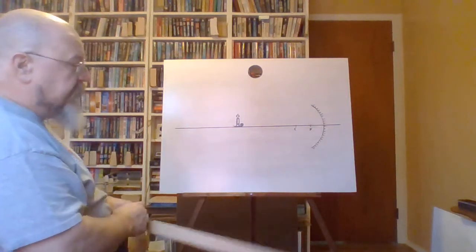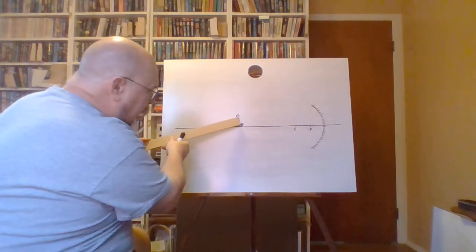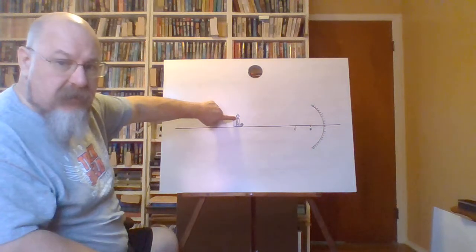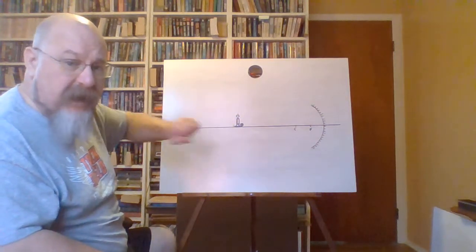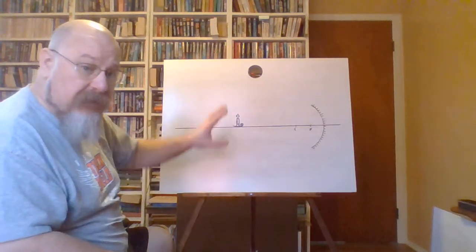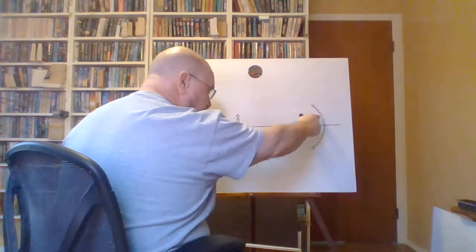Okay, so I'm going to use the point right here that represents where the wick is next to the candle and the bottom of the candle flame. That is going to be the point that I'm going to look for where the mirror is reproducing the image. Okay? So, first line, you draw from the object to the mirror, and it has to be parallel to the principal axis.